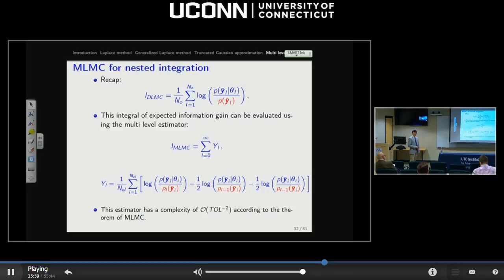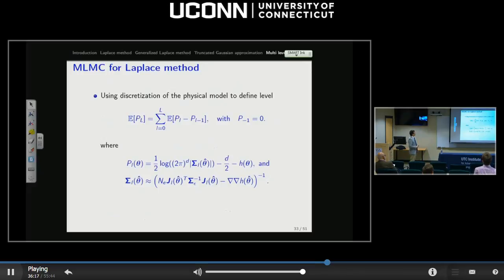However, it's probably not faster than Laplace when Laplace can be applied. This is a tool for when Laplace cannot be applied. So when there's no concentration of measure, you can try this. Of course, you can also combine the Laplace method and multilevel Monte Carlo. In this case, if you have a discretized forward model, for example finite element, then you can define the levels using the mesh size, how many elements in your mesh.